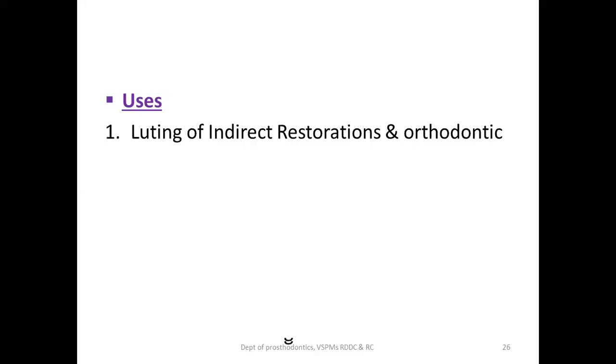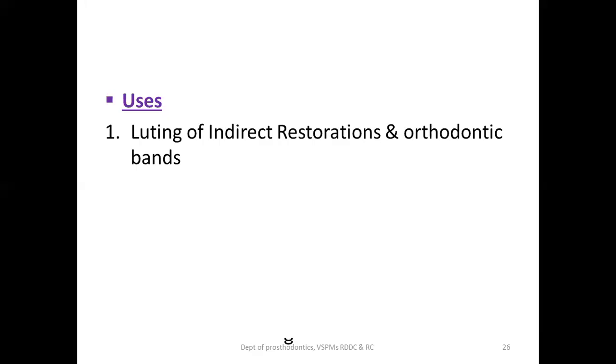Now, what are the uses where it can be used? It is a very good material to lute indirect restorations and orthodontic bands. I hope you know what indirect restorations are, or the restorations or the preparations.